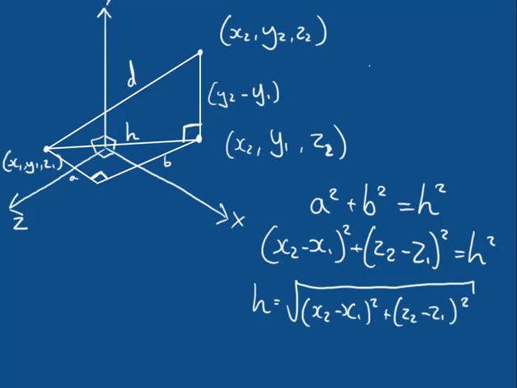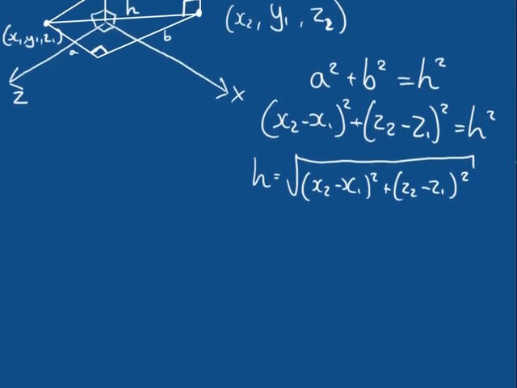Now, as we're going to see in a second, we actually don't need to take the square root of h. We're just going to need the value of h squared. But for now, here we have h. So we know the length of h. We know the length of this edge. It's y2 minus y1. And so we can now use Pythagoras on this right-angled triangle to work out the length of D.